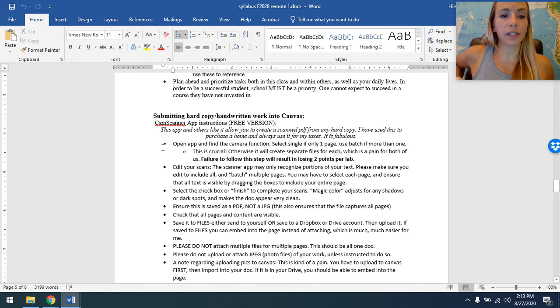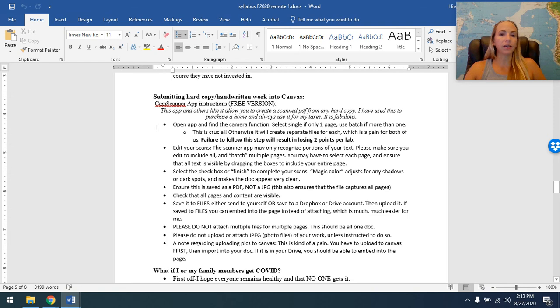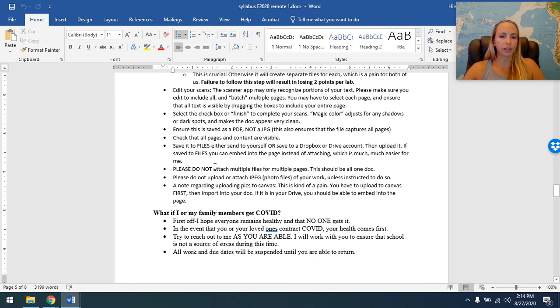I have a whole section here on submitting your hard copies or your handwritten work into Canvas. So please make sure that you have a scanner app. Get the free one. You don't need a paid one. But again, this needs to be submitted as a PDF and a single document. You batch the document. Do not upload JPEGs, which are just images. A lot of the labs end up being many, many pages. And if I have 50 students that each submit 14 pages, it takes me so long to click through. Please take it easy on me. I like to work smarter, not harder too. So I gave you instructions here for how to do that.